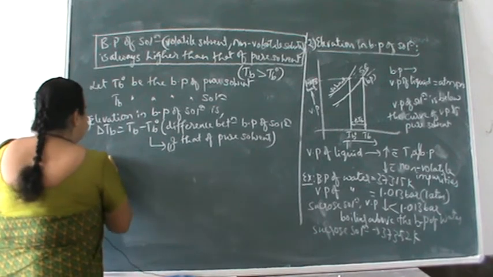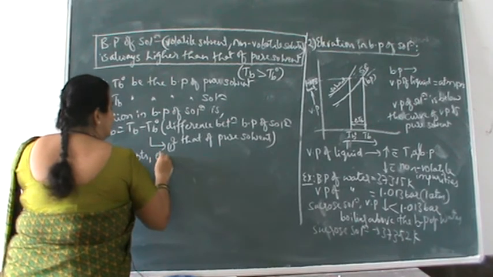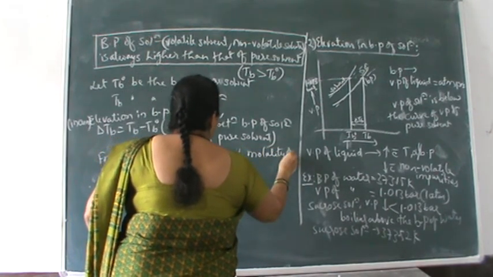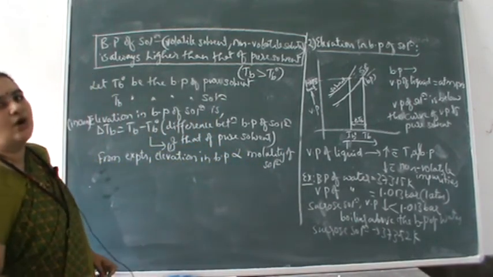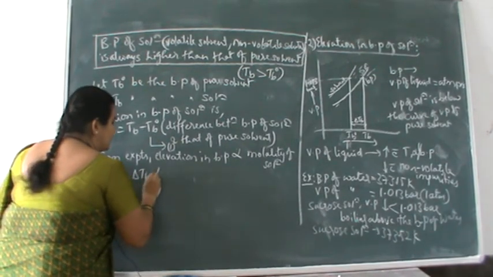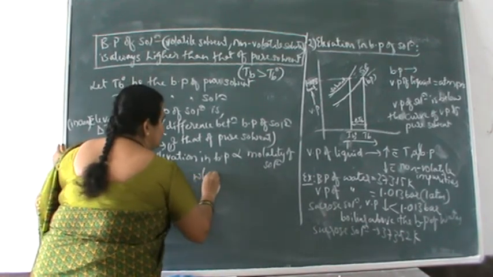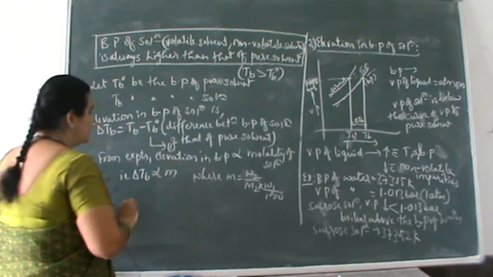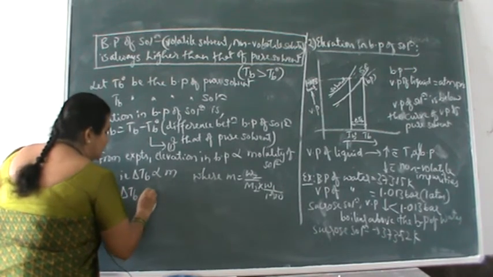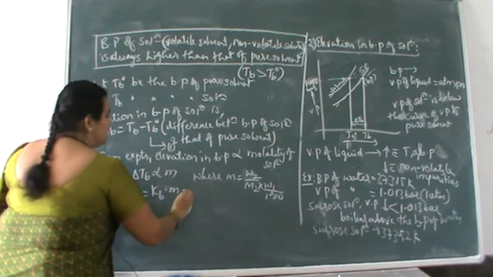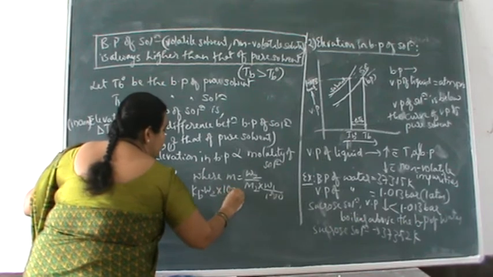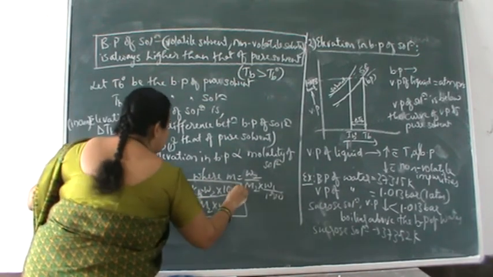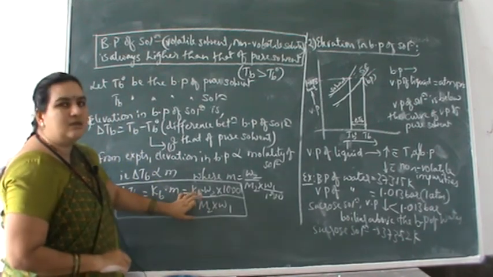From experiments, elevation in boiling point is proportional to the molarity of the solution, that is delta TB is proportional to M, where molarity is given by W2 divided by M2 into W1 divided by 1000. If you remove the proportionality sign, delta TB is equal to KB into M, that is KB into W2 into 1000 divided by M2 into W1. This is the relation between elevation in boiling point and molar mass of the solute.